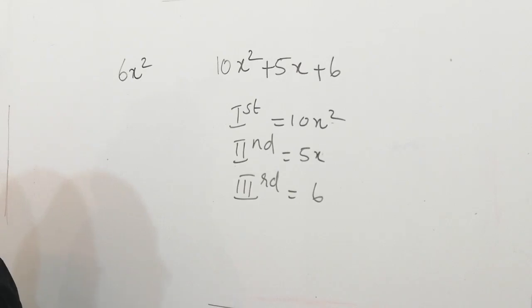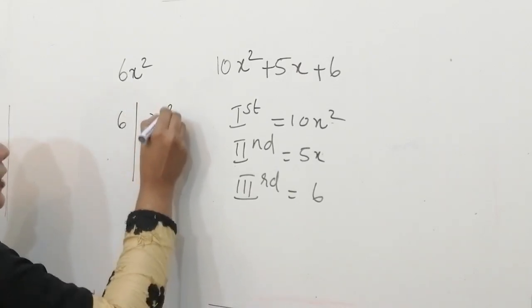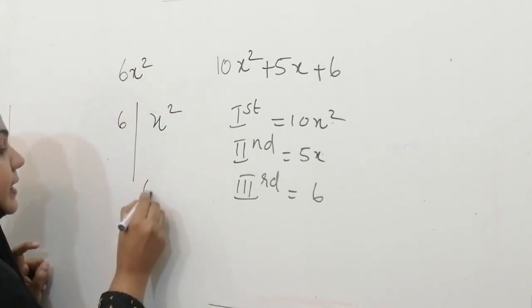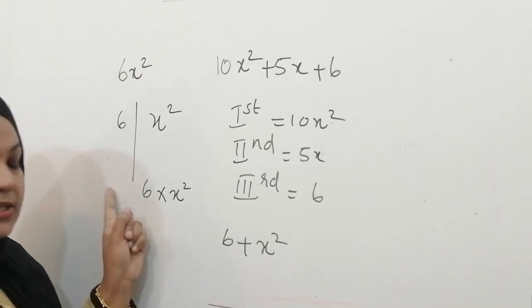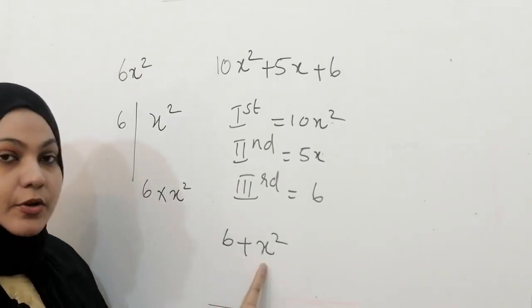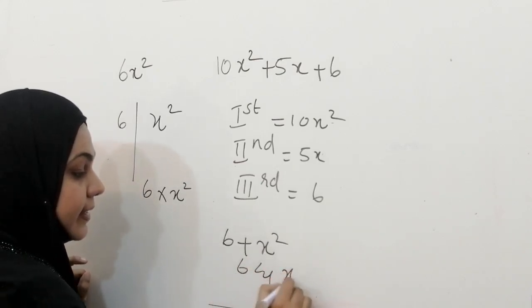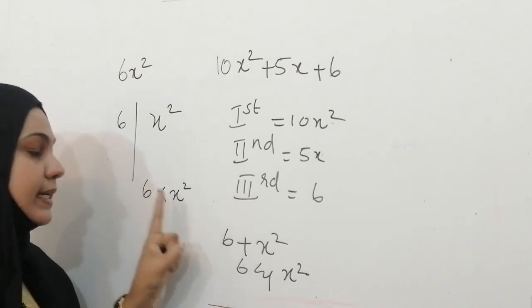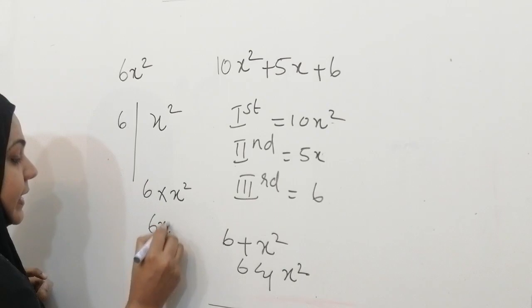How many terms are here? Don't write 6 and x square because this is wrong. You know that 6x square means 6 into x square. Suppose this equation is in the form of 6 plus x square. We can write how? 6 and x square. But this is 6x square. That means 6 multiplied by x square. So here only one term, that is 6x square.